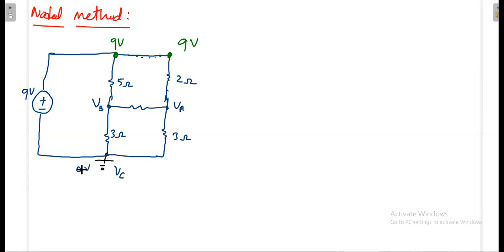Whether it's given or not, ground is always 0 volt. I should not put any VC and all. Also, don't put minus 9 volt, because plus 9 volt is up and that is in the opposite, that is like minus. That is not the concept. Please don't put it like that, because if you put minus 9 volt, that will give a really different answer. That is very much wrong. So this is 0 volt only.